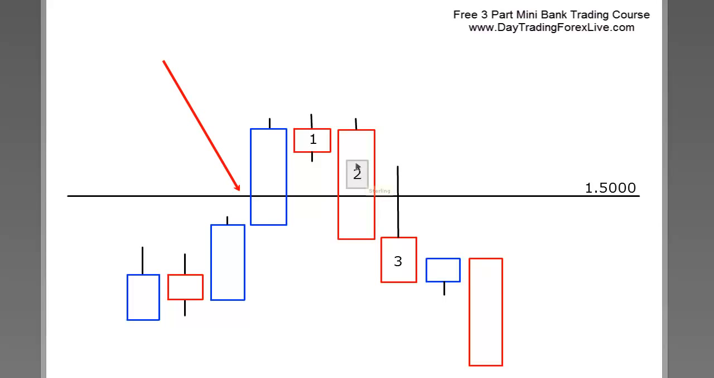In this example, what's important to note is that in order for the confirming candle to be a confirming candle, it has to get back down, in the case of a short, below that high probability point, as this very clearly does, getting well below the high probability point of 1.5000 that we have marked out there.